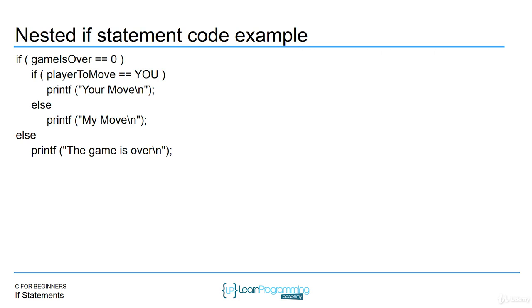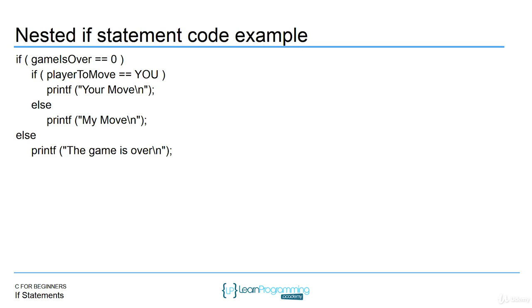So in this case, we're only going to execute your move printed out to the screen if player to move is equal to you and game over is equal to 0. We're going to only execute my move displayed to the screen if game is equal to 0, but player to move is not equal to you. And then lastly, we're going to only execute the game is over if the game is over not equal to 0. So if we have 3 conditions here, or for printing out 3 different statements.